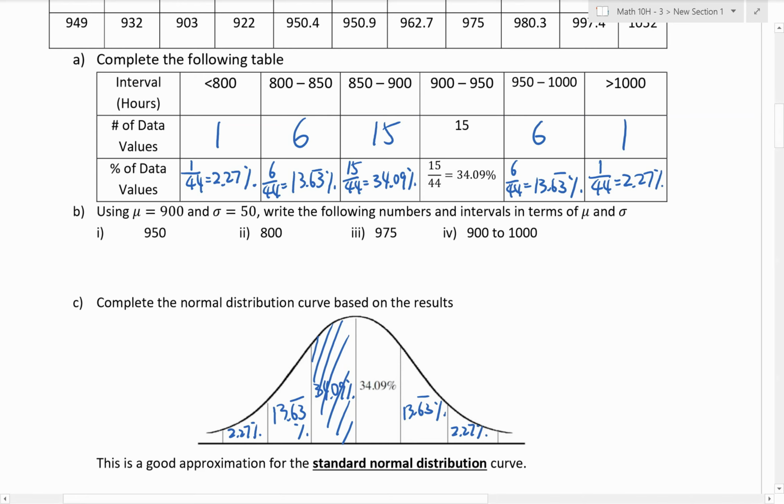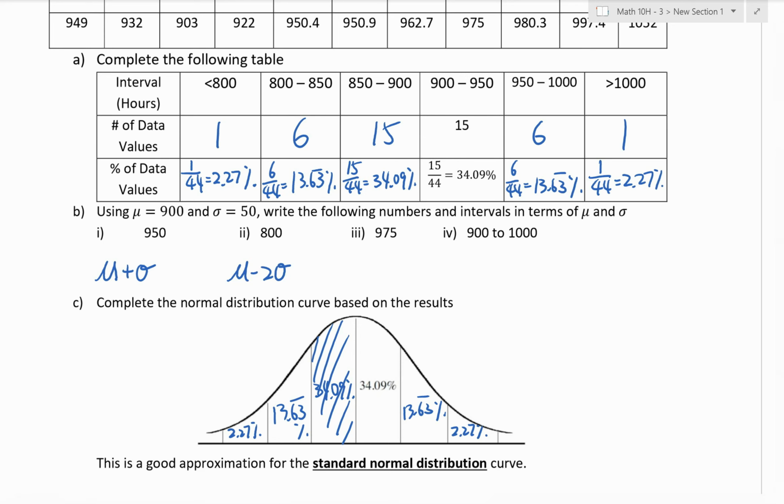So let's go back to part B, and it says using mu equal to 900, that's the mean, and sigma equal to 50, that's the standard deviation of 50 hours, write the following numbers and intervals in terms of mu and sigma. So how do we represent 950 using mu and sigma? Well, 950 is simply equal to the mean, 900, plus 1 standard deviation, sigma, 50. For 800, we can write this as mu minus 2 times sigma, right? 2 times 50 is 100, so 900 minus 100 is 800.